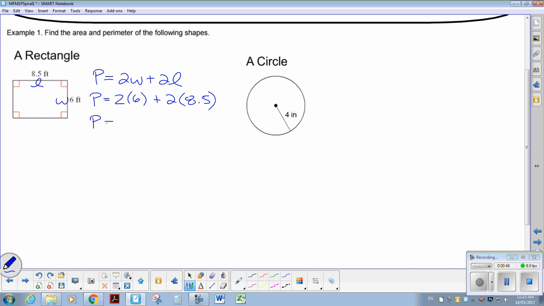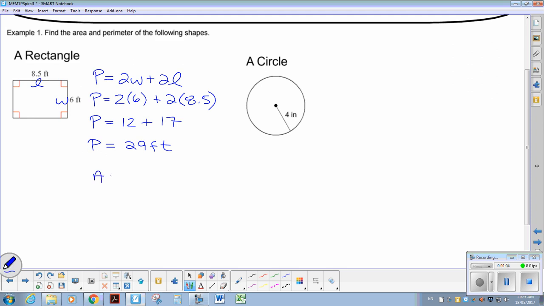Then we do our multiplication next. So 2 times 6 is 12, and 2 times 8.5 is 17. So the perimeter for this shape is 29 feet. So there is your perimeter.